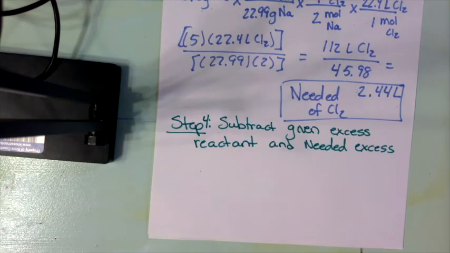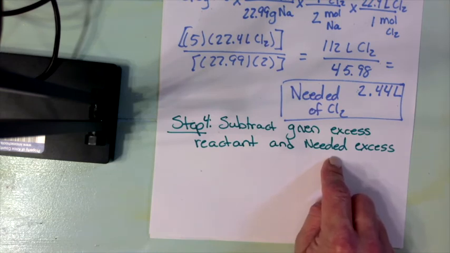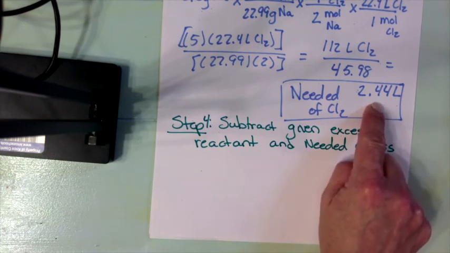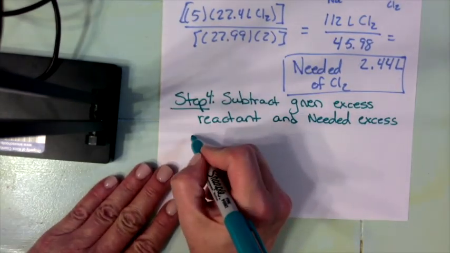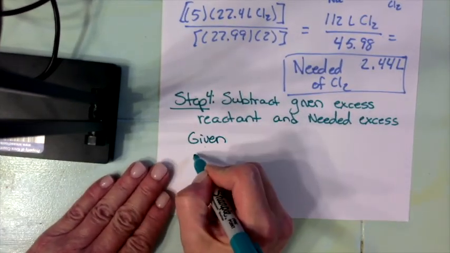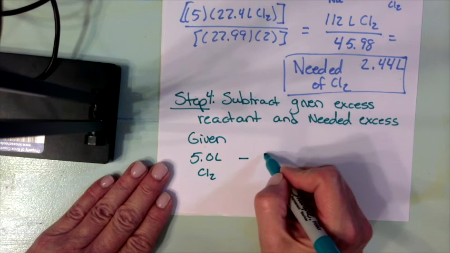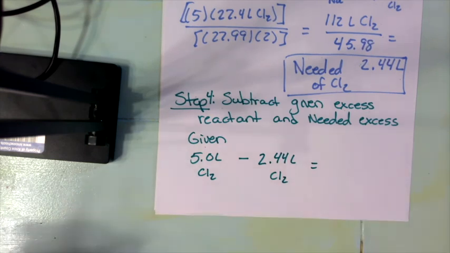Moving on to step number 4. Now what we need to do is subtract the given excess reactant we were given, whether it was volume or mass, and take away what was actually needed. So this is what was actually used up in the reaction. So we have some chemical that is still left over that was not actually used. Our given value that we started with was 5.0 liters of Cl2. And then we subtract away what we actually used or needed, which was 2.44 liters of Cl2.